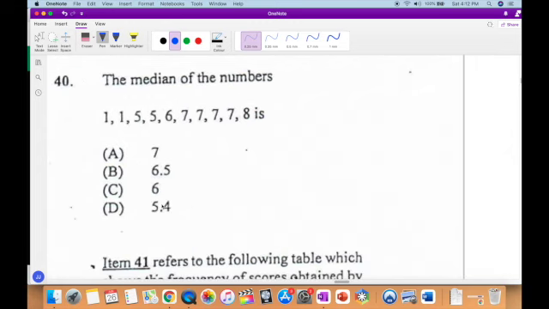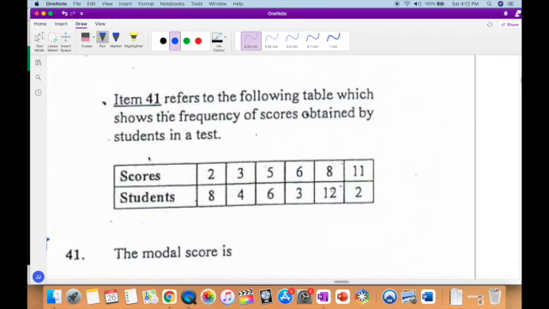40, the median of the numbers. Remember, median is the middle number. So I have to look: 1, 2, 3, 4, 5, 6, 7, 8, 9, 10. If I take this 5 and this 5 here, then the median is actually the middle 2, which is 6.5.